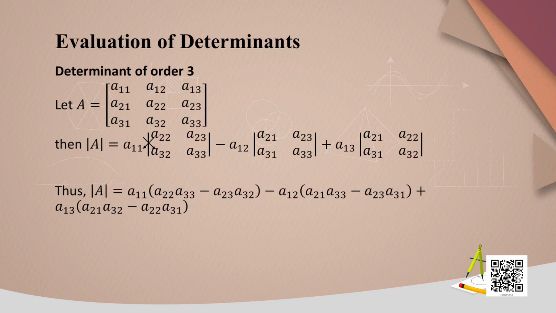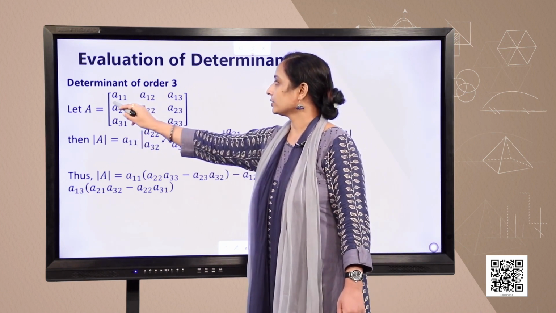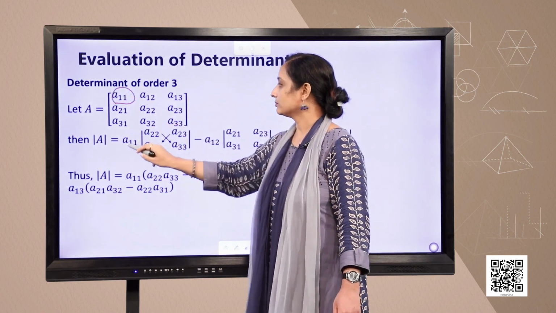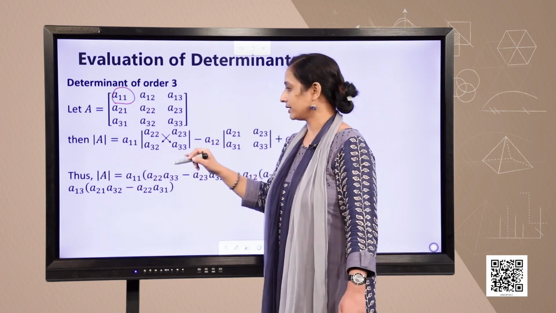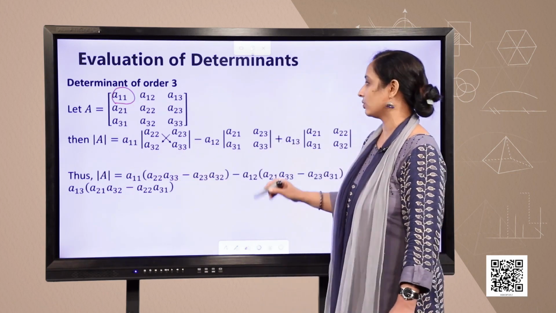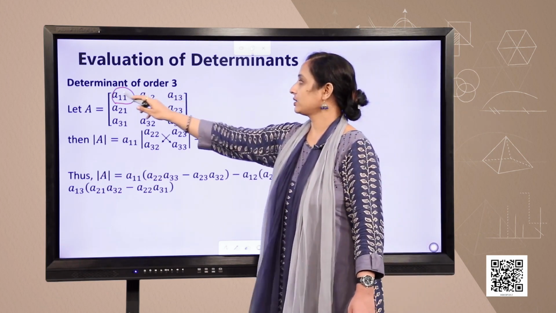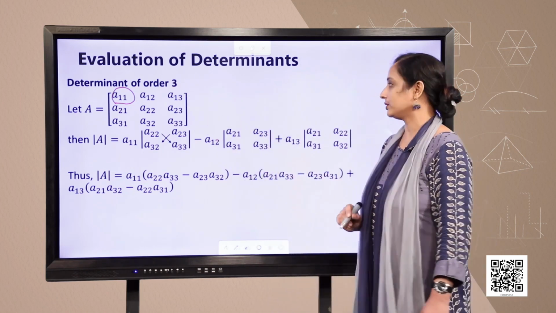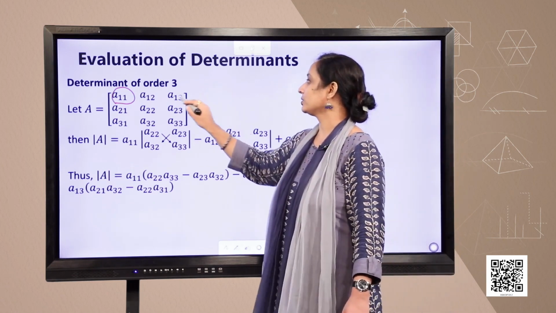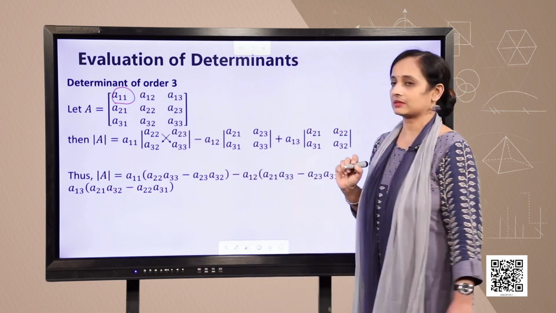Now, let us learn how to evaluate determinant of order 3. Let this A be a third order matrix. So, how will you start? You write this element a11 here. Delete this first row and first column and write down the next determinant of second order. Write the next element a12. Delete first row and second column and write down the remaining 4 elements in the form of determinant. Then write a13. Delete this first row and third column and write down remaining elements like this.